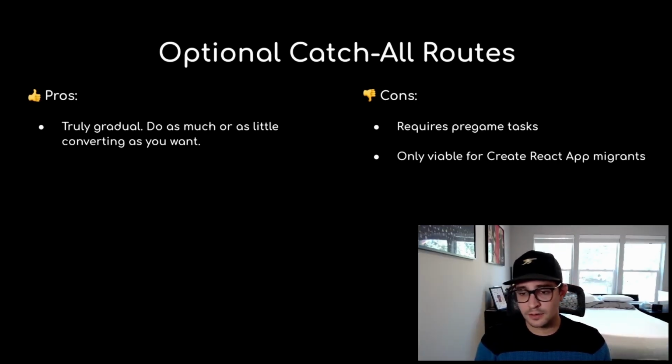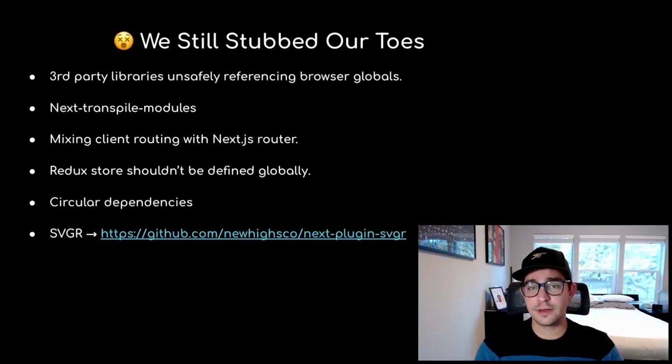As a con, you're still going to have to do the pre-game task just like you were in the second strategy, and just like the second strategy, this still is only viable to Create React App migrants and not to Gatsby migrants. And that's it for the migration strategies.